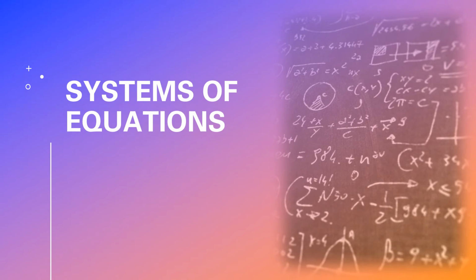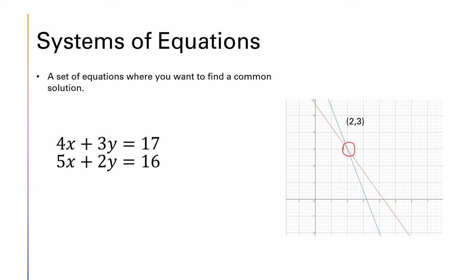Hey guys, so today we're going to be learning about systems of equations. Systems of equations are a set of equations where you want to find a common solution. So we have two equations here, and when we graph them, we get a common solution at the point (2, 3).